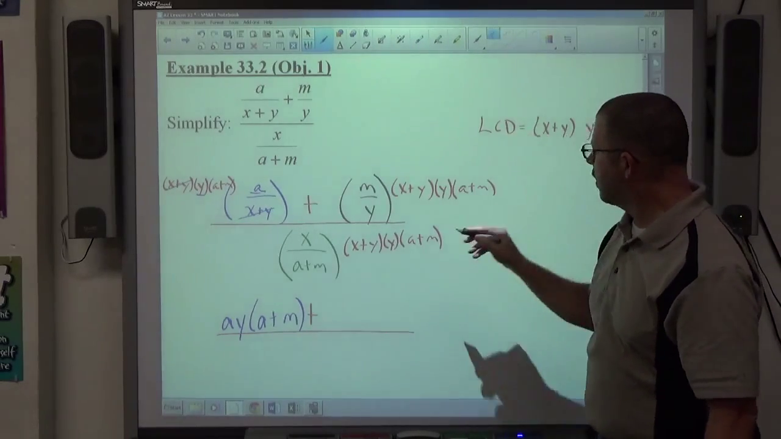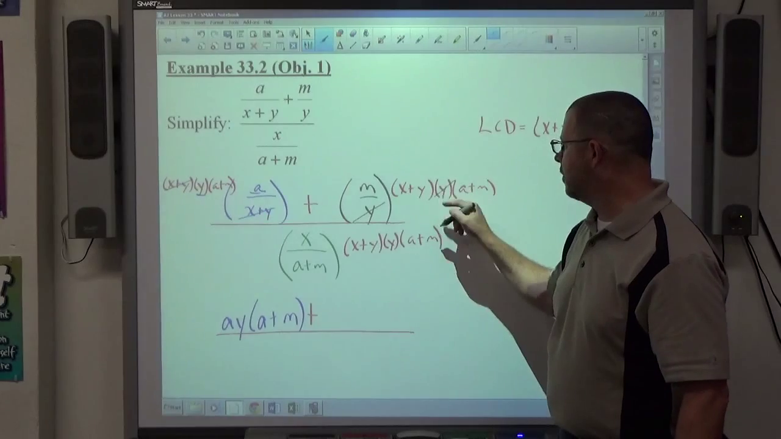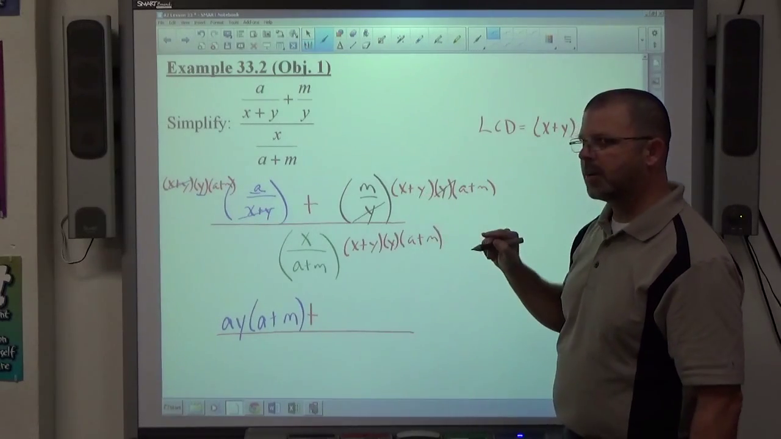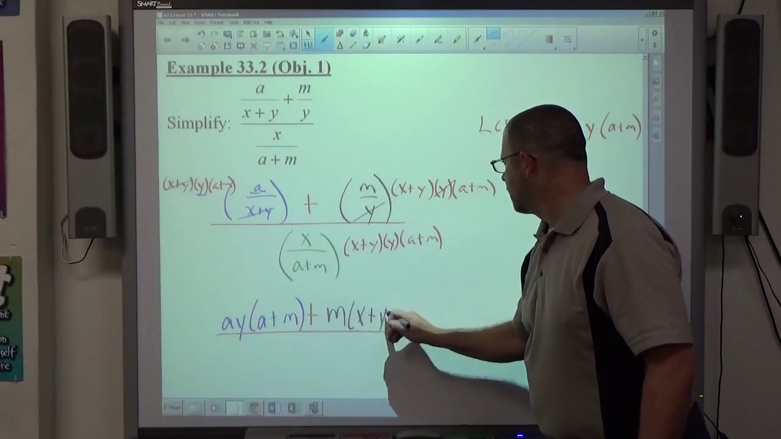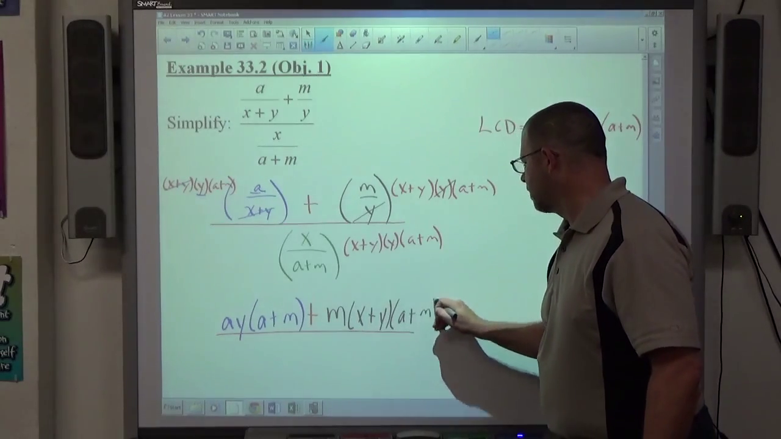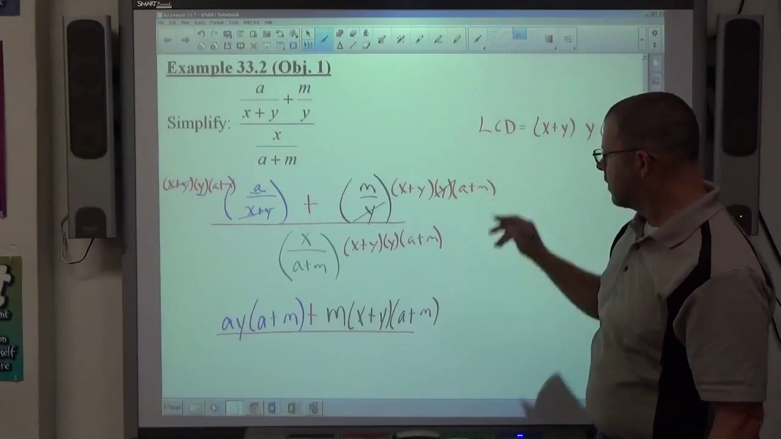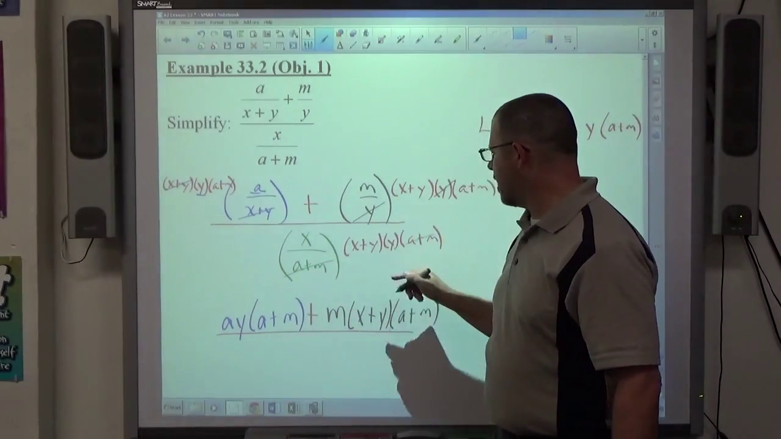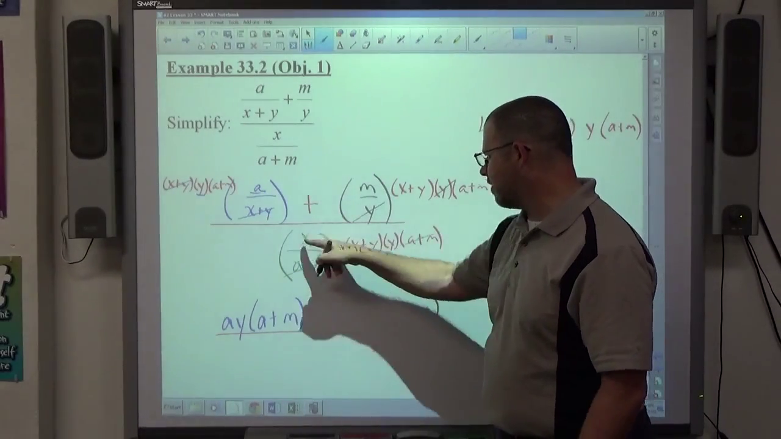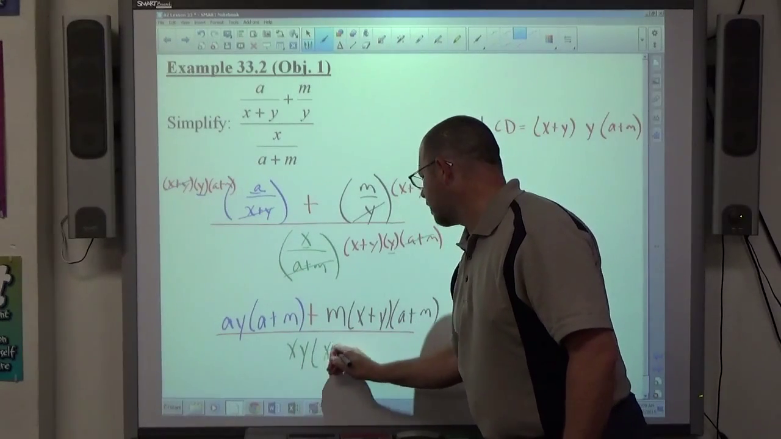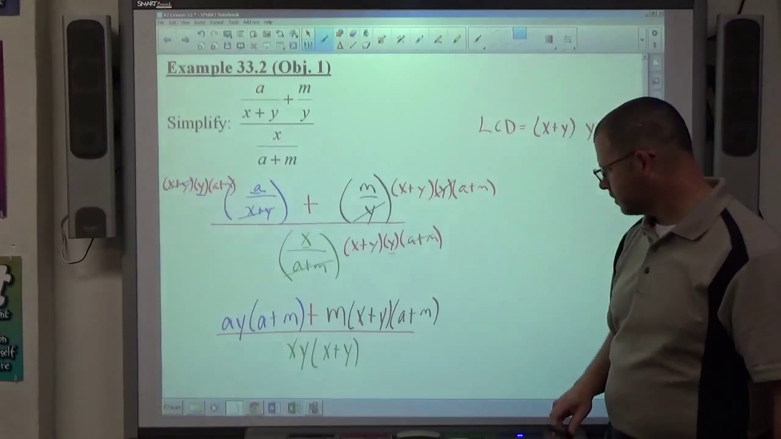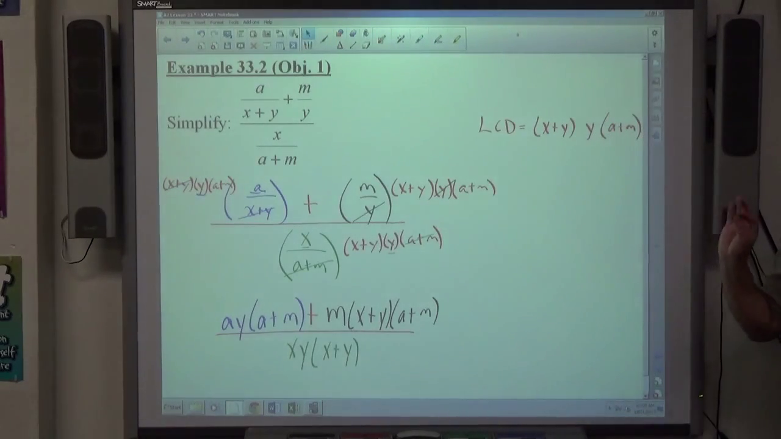The second object here, the y on the bottom cancels the y on top. This y all by itself, not the y attached to the x. Okay. Then we're left with m being multiplied by x plus y and a plus m. And on the bottom, a plus m is going to cancel a plus m, leaving me with an x and x plus y and y. Again, single object terms, x and y together in front, times x plus y in the back. That is the correct answer, but it's not finished because we can still simplify it.